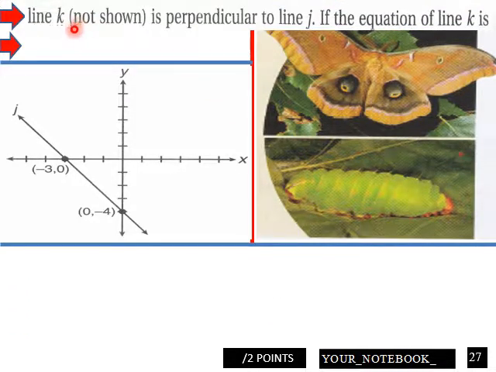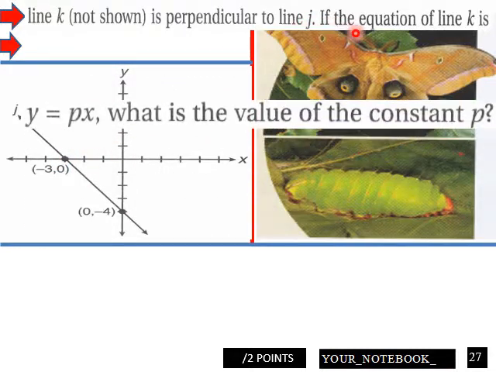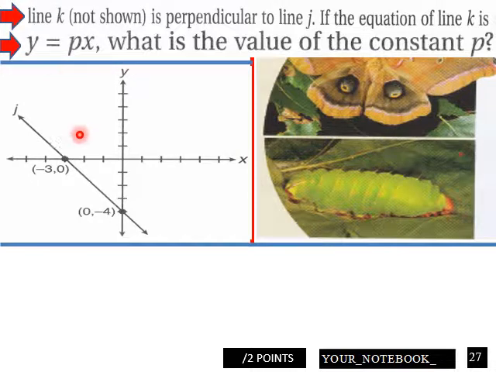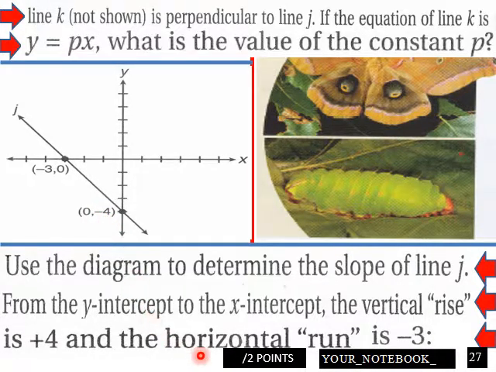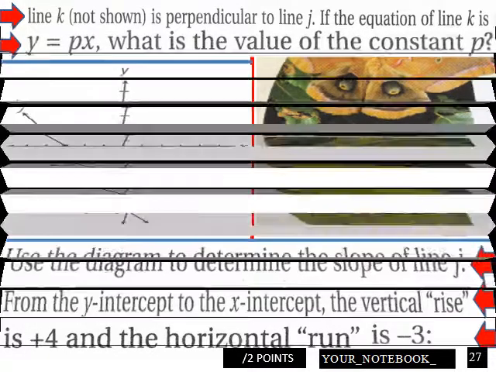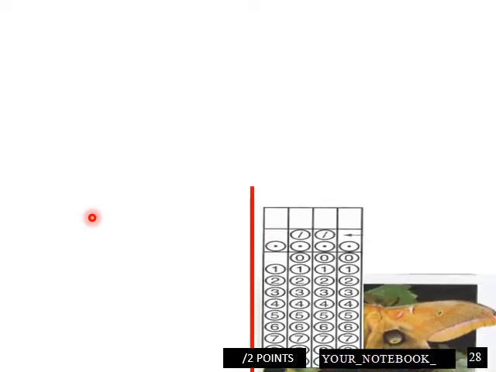Line K, not shown, is perpendicular to line J. Here's line J. If the equation of line K is y equals px, what is the value of the constant p? Using the diagram, we have to find the slope of J. We have these 2 points here to plug into our slope formula. We have a negative slope, first of all, so we can go down 4 and then over 3. So we have a slope of negative 4/3.